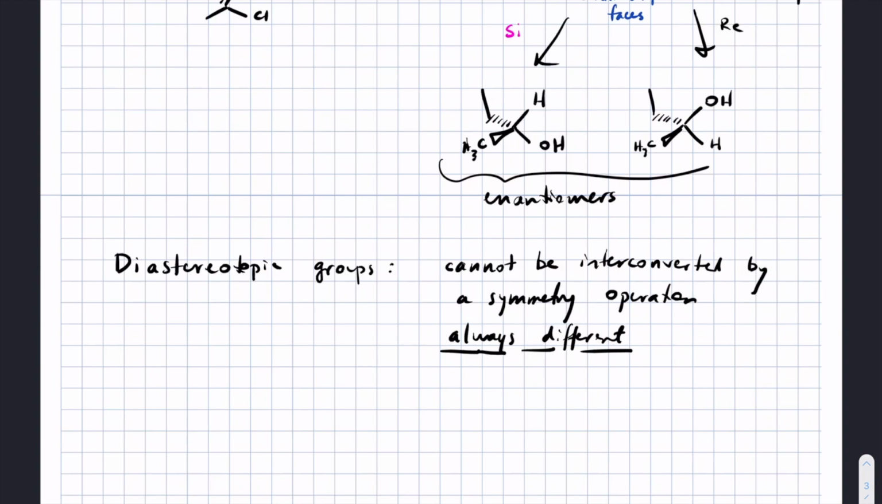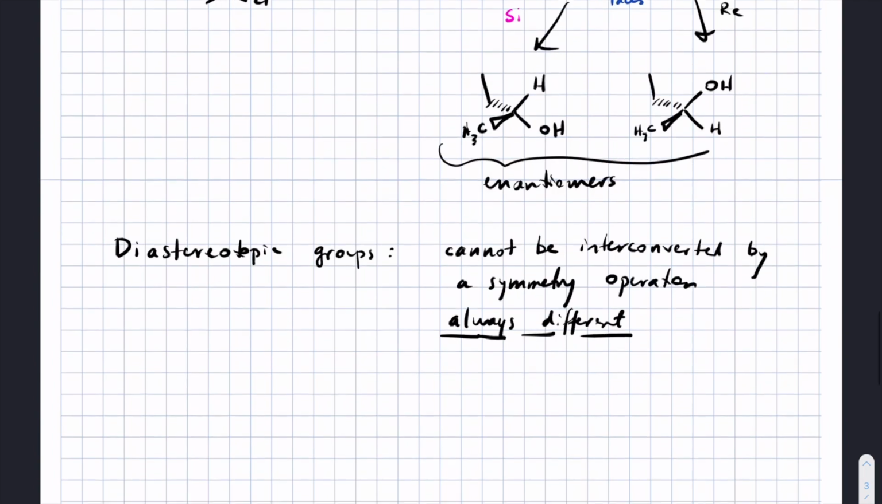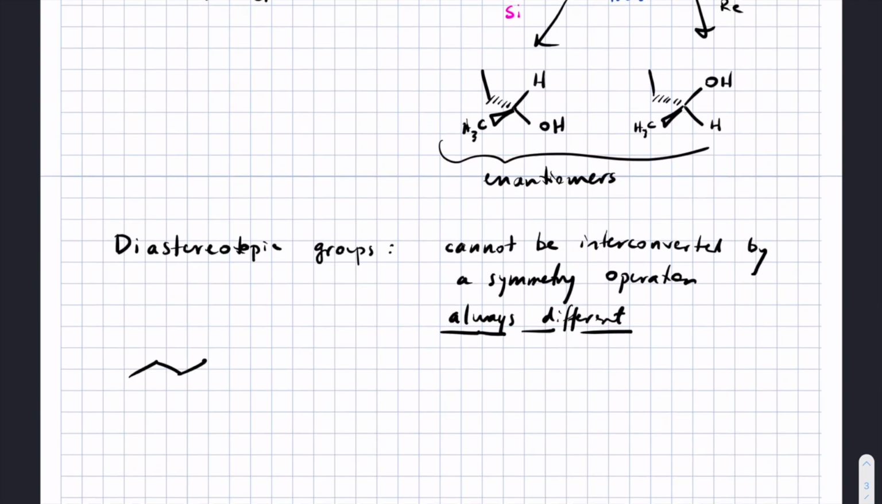For example, two groups that are diastereotopic theoretically should have different chemical shifts, but the chemical shifts might be so close as to make it difficult to see the difference between the two. Let me give you an example of some diastereotopic groups. So in this chiral alcohol, HA and HB are diastereotopic. They cannot be interconverted by any symmetry operation at all.